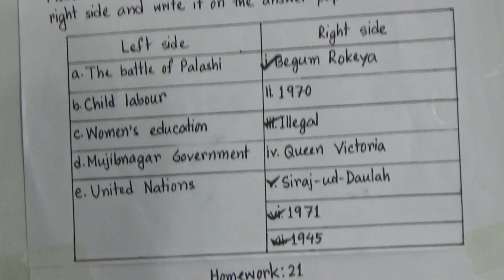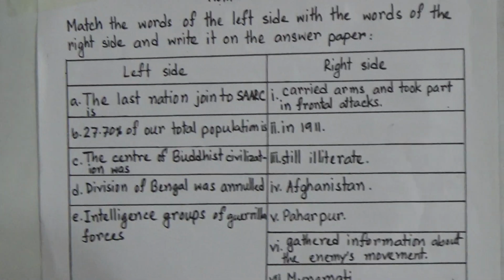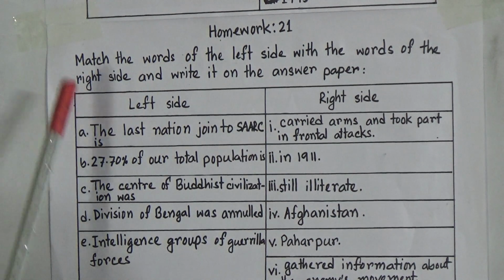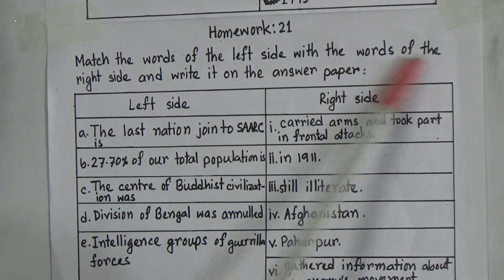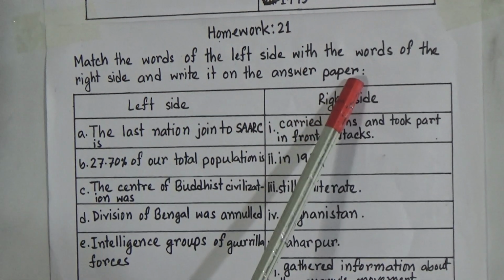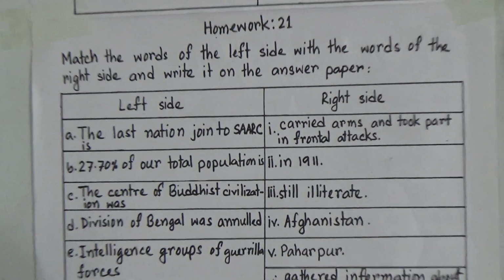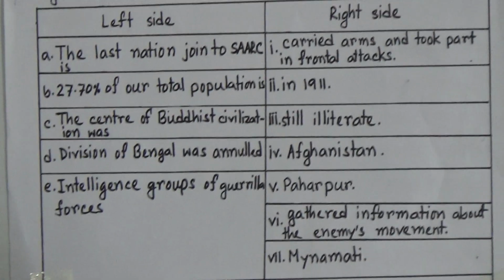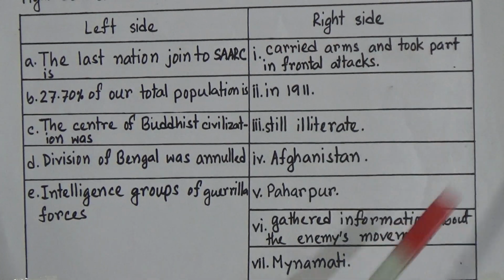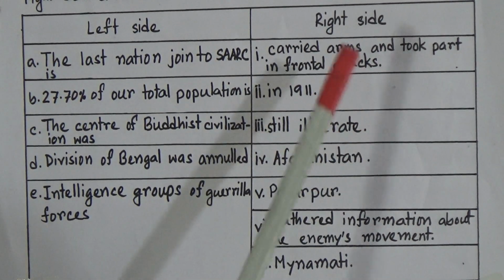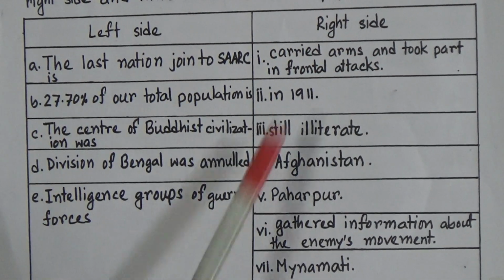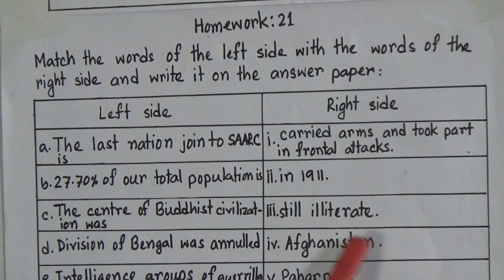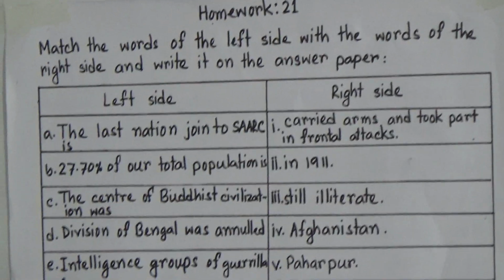Now you are going to be given homework. This will be homework number 21. Match the words of the left side with the words of the right side and write it on the answer paper. Now we can take a screenshot. It will be helpful for you. Now look, in the left side there are some phrases and in the right side there are some phrases. They will make sentences, and that's why you will give a full stop after writing each sentence.